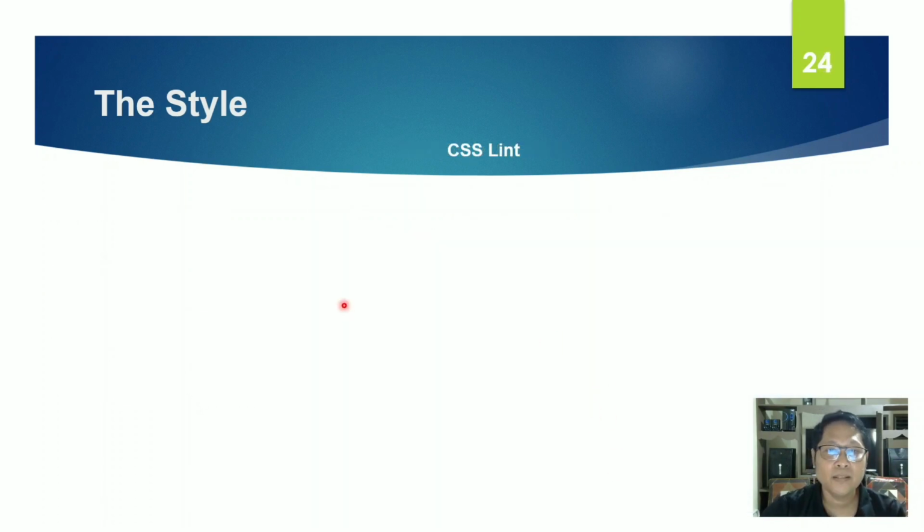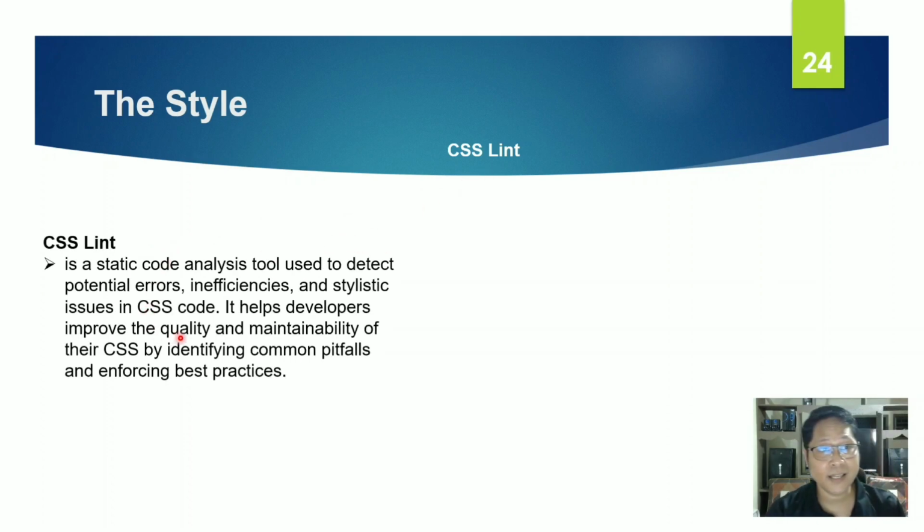Okay, let's proceed with the CSS Lint. Just like with HTML, to find any errors, we also have CSS Lint. CSS Lint is a static code analysis tool used to detect potential errors, inefficiencies, and stylistic issues in CSS code. It helps developers improve the quality and maintainability of their CSS by identifying common pitfalls and enforcing best practices.